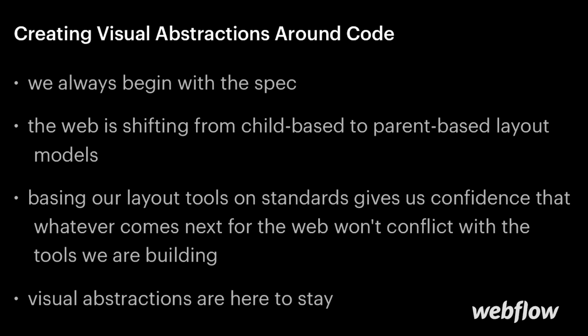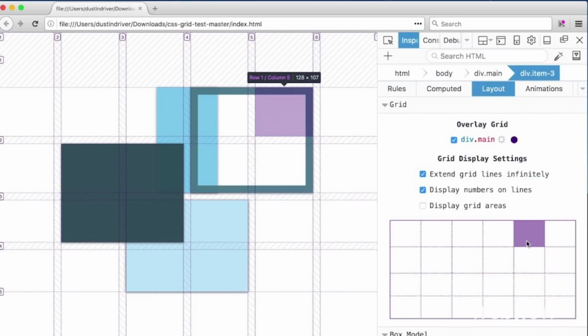And something very interesting is that visual abstractions and direct manipulation, which is the main thing about Webflow, are something that's happening across the whole industry. And if you look at this, I guess most of you have seen this. This is the CSS Grid Inspector in Firefox. So CSS Grid is one of the first specs that actually has its own visual abstractions in browsers.